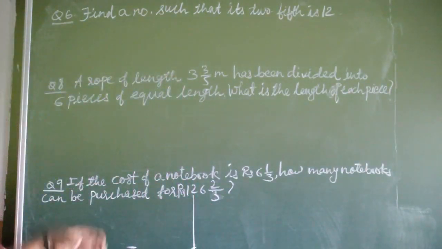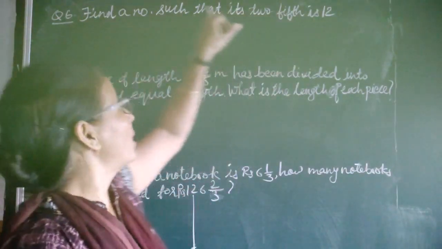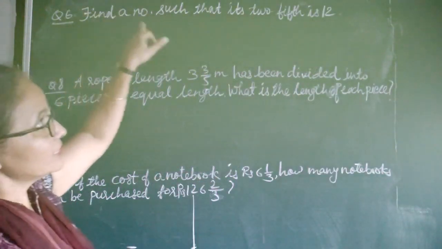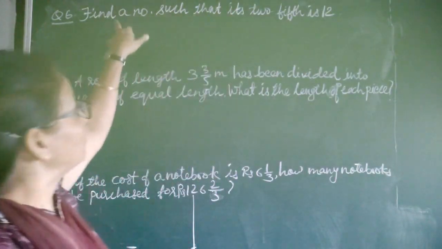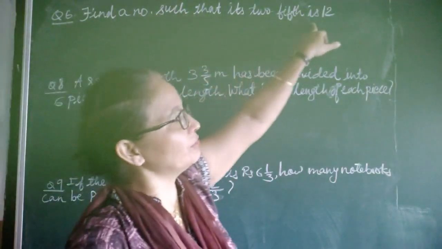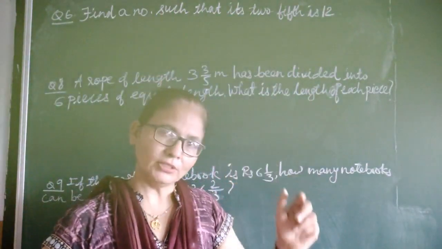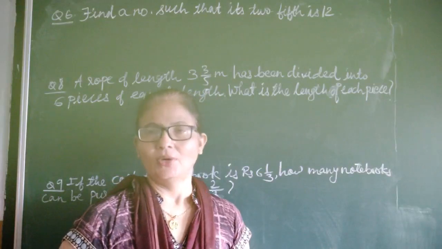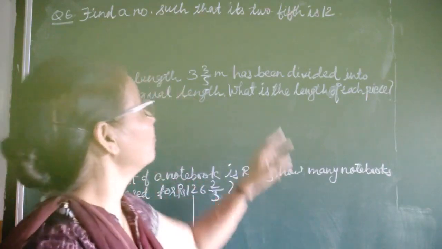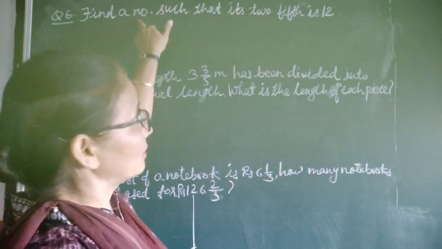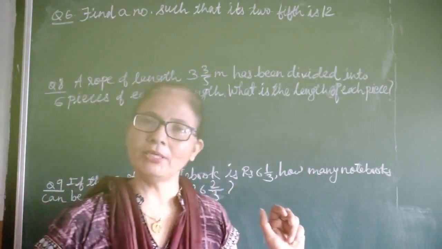Now read the question. Find a number such that its 2/5 is 12. You have to find a number such that its 2/5 is 12. Now what does it mean by 2/5? 2 by 5. 1/3 means 1 by 3. So 2/5 means 2 by 5 of the number. Do you know that number? No. So let's write, let the required number be x.